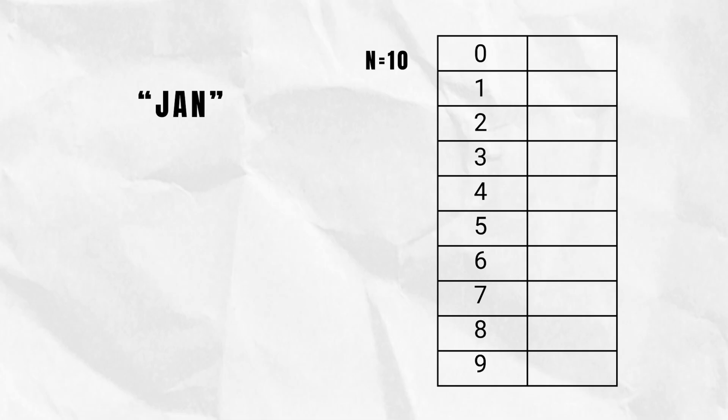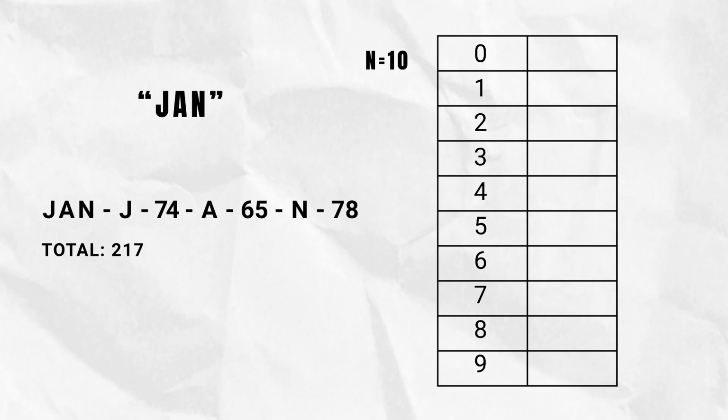So let's try storing the word John. Let's convert using ASCII. J is 74, O is 79, H is 72, N is 78. So let's add. The total is 217. Now we compute our sum modulus n, and our n is 10. The result is 7. So our remainder is 7, and John is added to bucket index 7.